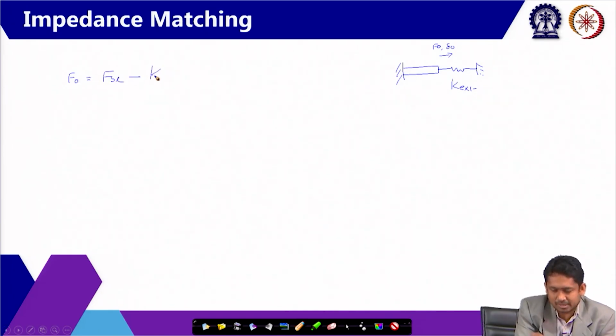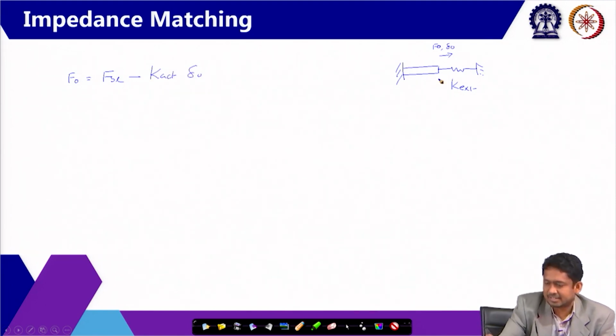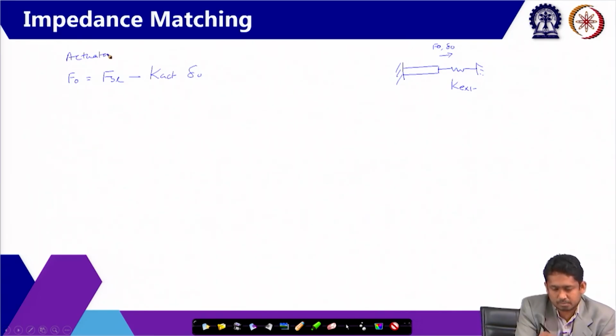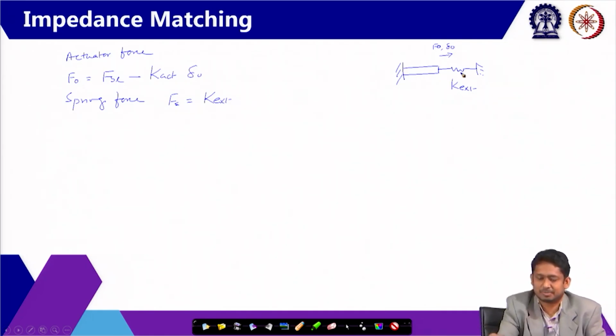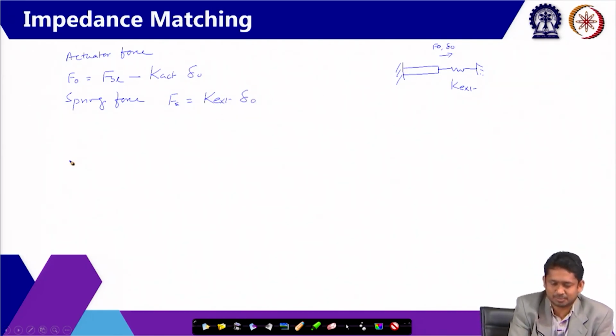So, from our previous equation, we can write F0 is equal to F_BL minus K_actuator multiplied by delta 0, and that is the actuator force, and the spring force in terms of the spring constant can be written as K external, the stiffness of the spring, multiplied by delta 0, but F0 and Fs should be the same for equilibrium.